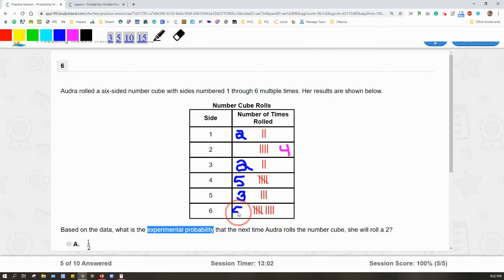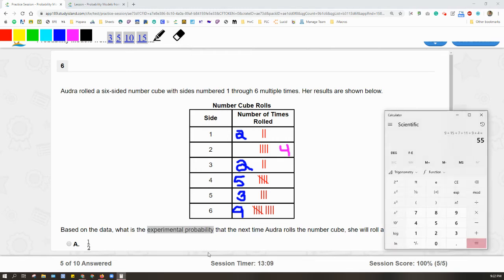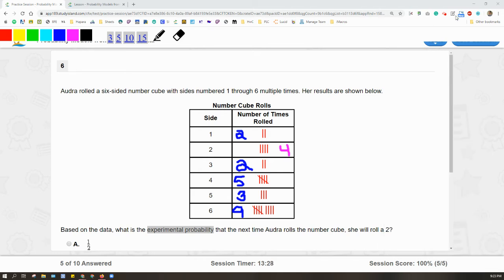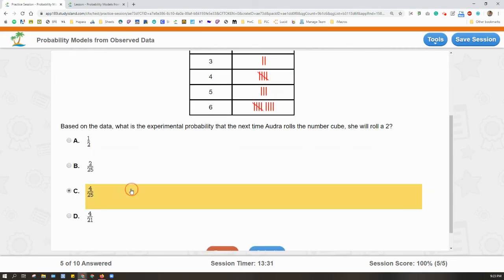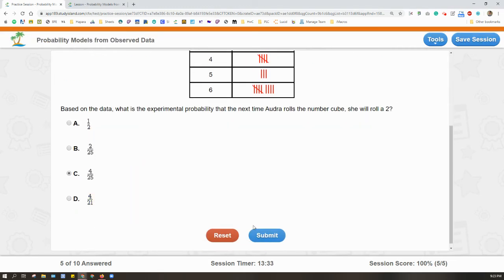So let's go ahead and add all those up. What is 2 plus 4 plus 2 plus 5 plus 3 plus 9? Again, you're allowed to use a calculator here. That's okay. So 2 plus 4 plus 2 plus 5 plus 3 plus 9. If you can do that in your head, great, but I'm not going to force you to. So 25 times we rolled the die, and she got the 2 4 of those times. So the probability is 4 out of 25. So which one of these says fraction 4 out of 25? There it is, C, 4 out of 25. 4 out of 25 is a simplified fraction, so that's our answer.